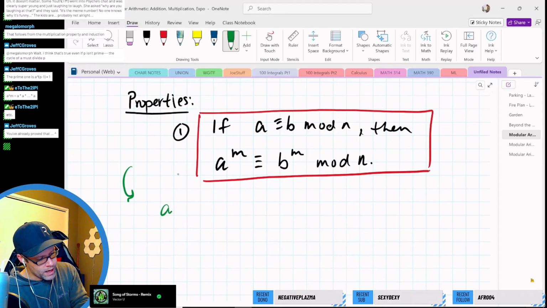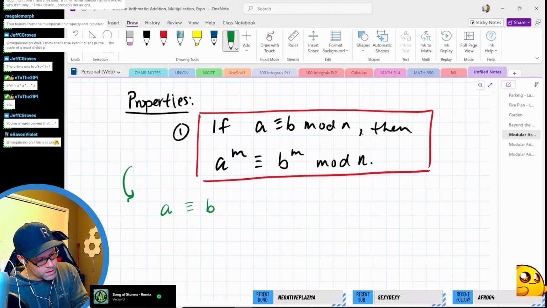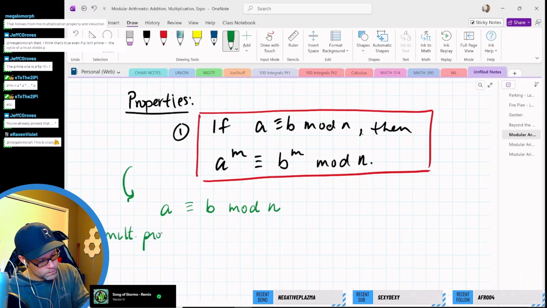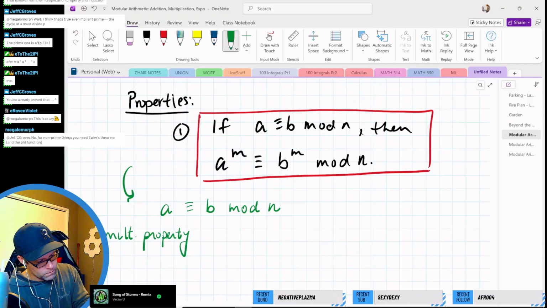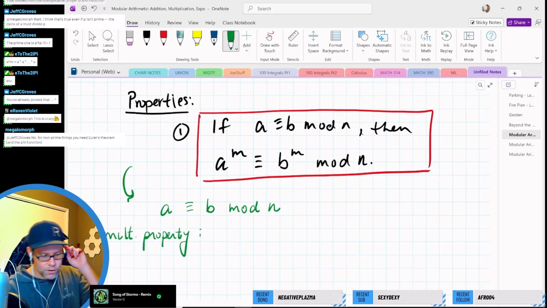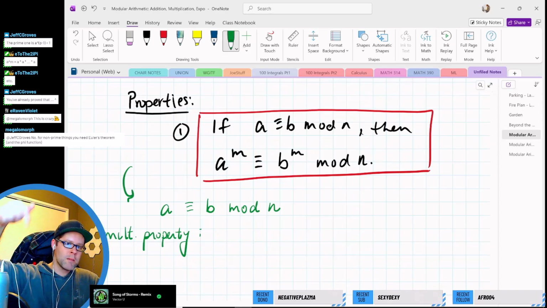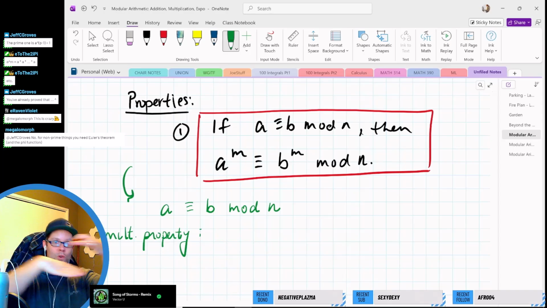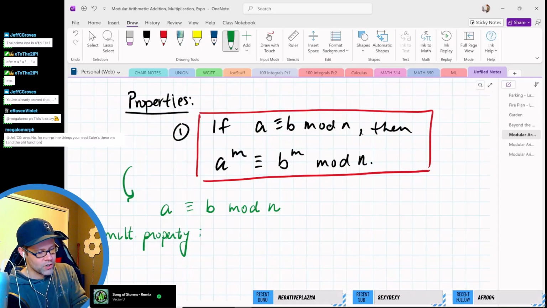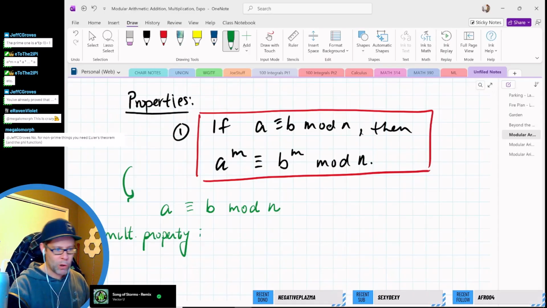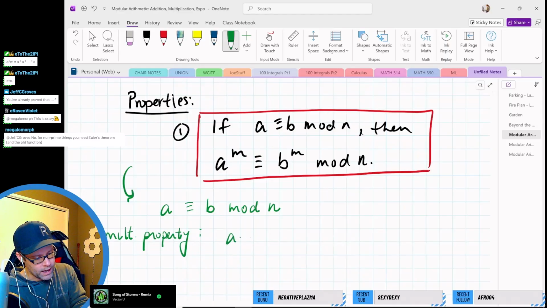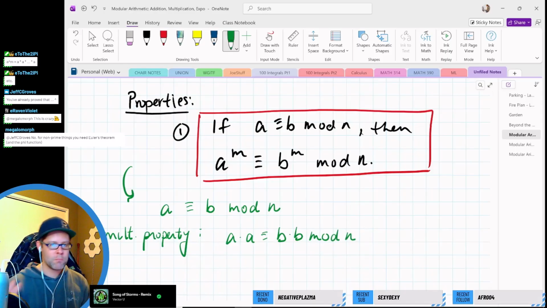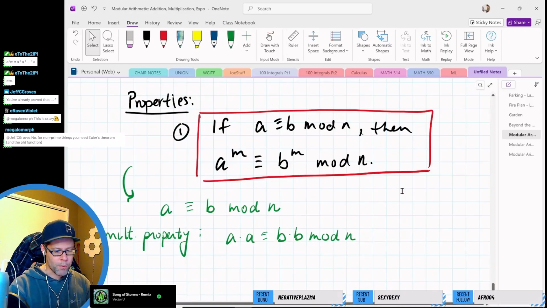So we think about A congruent to B mod n, and the multiplication property would allow us to take what we already know, which is A congruent to B mod n, and use it again to do a multiplication. So I can take this expression that I know is true, multiply it by itself, and I get a times a is congruent to b times b mod n. And I just keep doing that as many times as I need in order to prove this property.